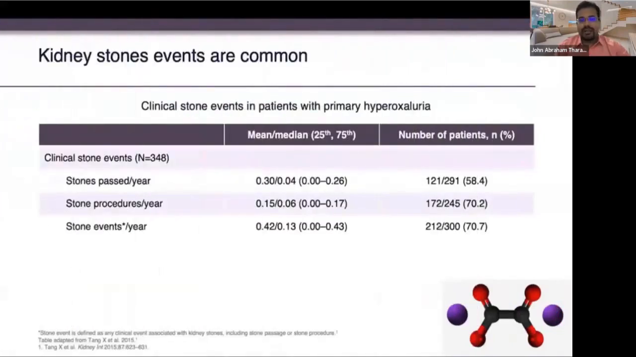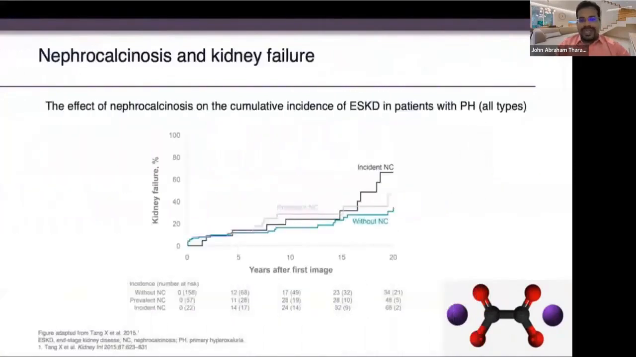Kidney stone events are common, and you can see the clinical stone events in patients with primary hyperoxaluria that can present with obstructive uropathy, renal colic, etc. Nephrocalcinosis and kidney failure. The effect of nephrocalcinosis on the cumulative incidence of end-stage kidney disease in patients with primary hyperoxaluria is as shown. The years after the first imaging is on the x-axis, and the y-axis the kidney failure risk. And patients with incident nephrocalcinosis have a higher risk of kidney failure than those without nephrocalcinosis.